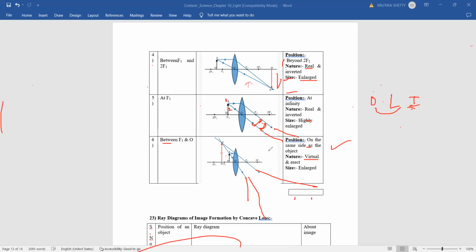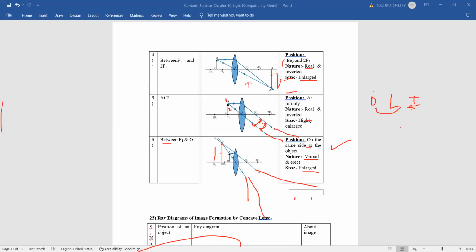Such images which are on the same side of the object. See here, the object and the image are on the same side. Such images are called virtual images. And you can see the size of the image is large compared to the object. So the size is enlarged, and they are on the same side of the object. Okay, so these are the 6 points regarding the convex lens.